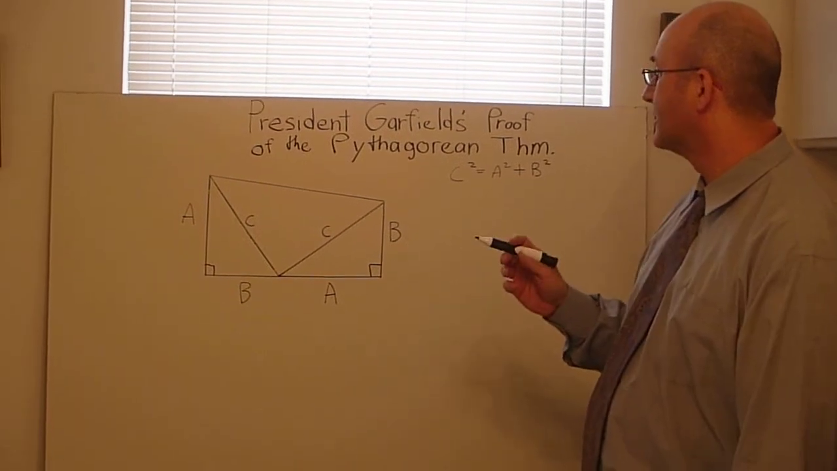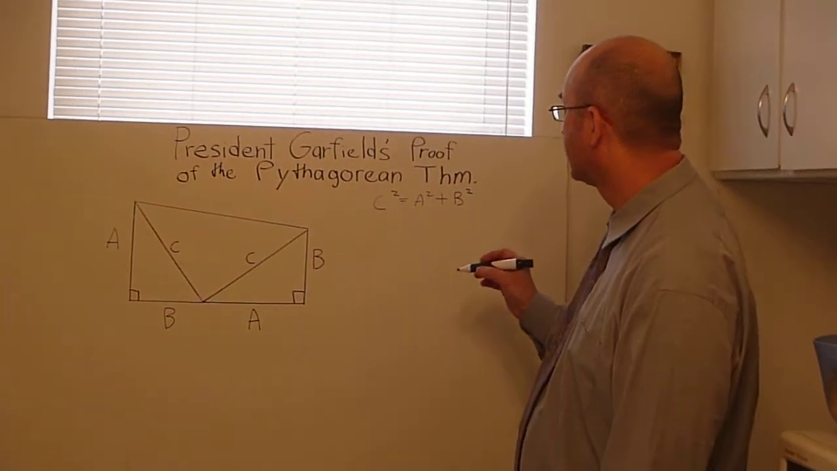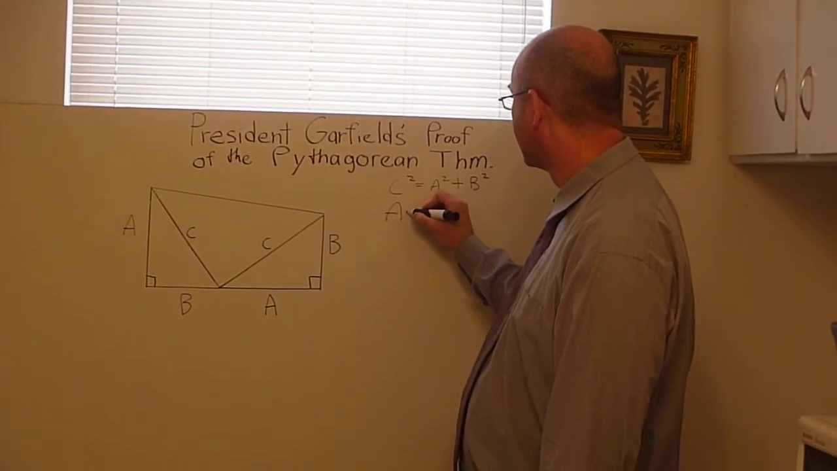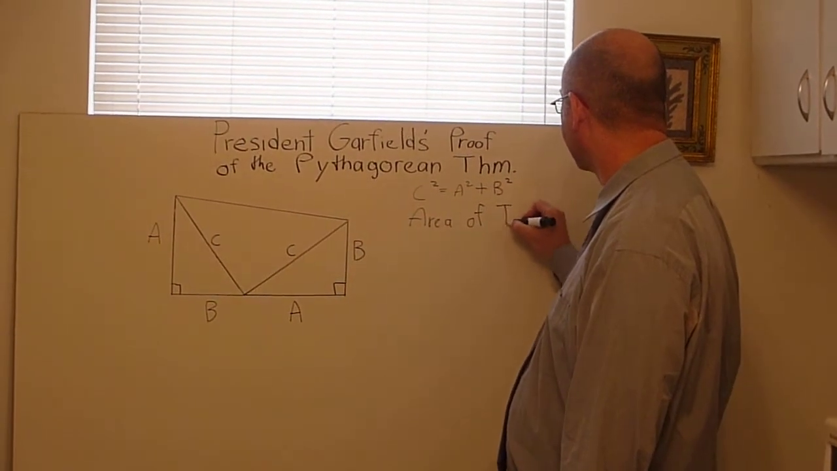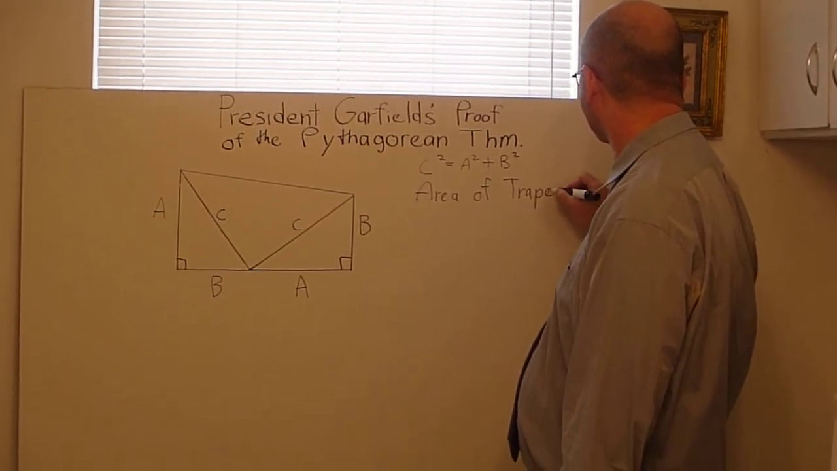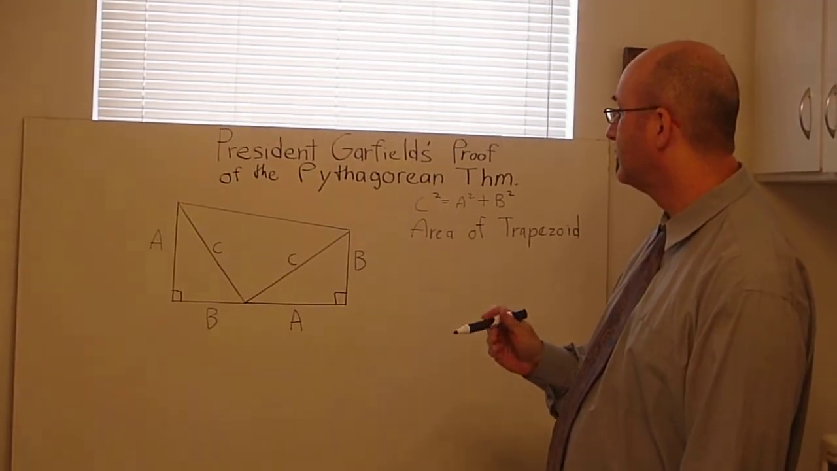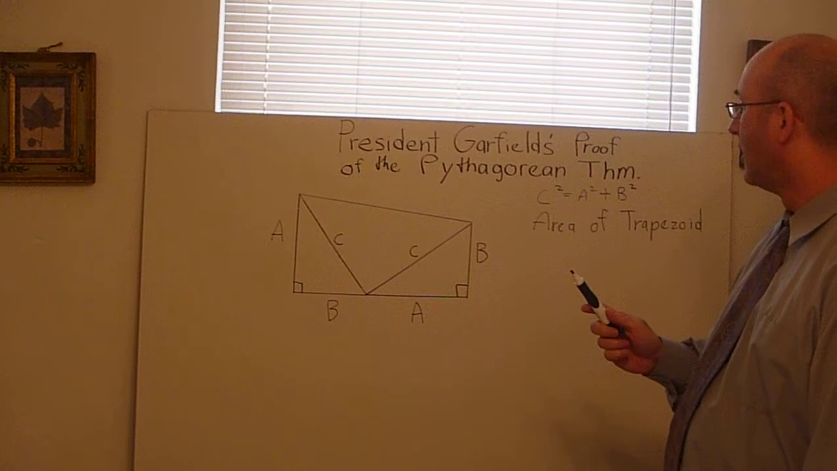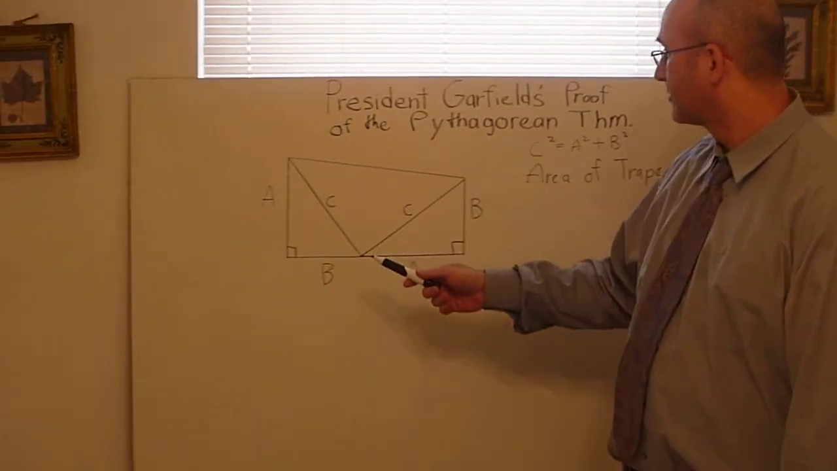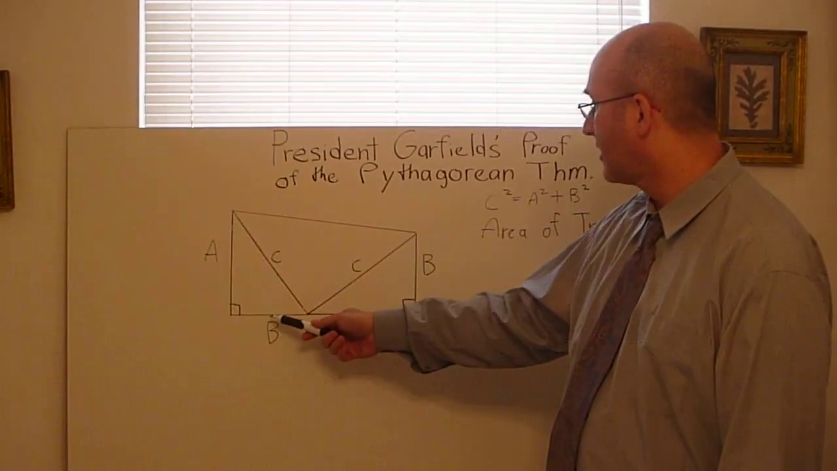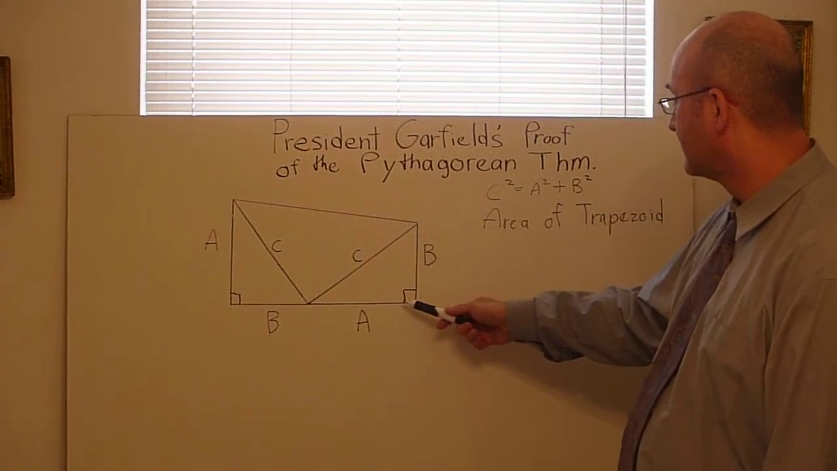Okay, now how he did this was by noting a couple of things. First of all, the area of a trapezoid. Now let's look at what we have here. We have two right triangles. You'll notice that one of them has the B side as its base. One of them has the A side as its base.